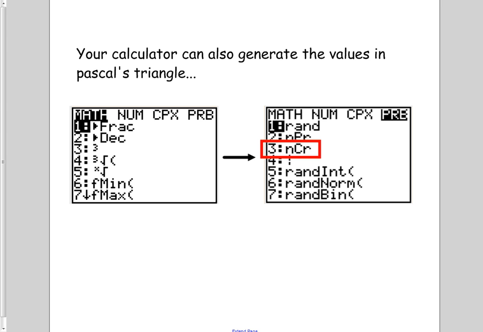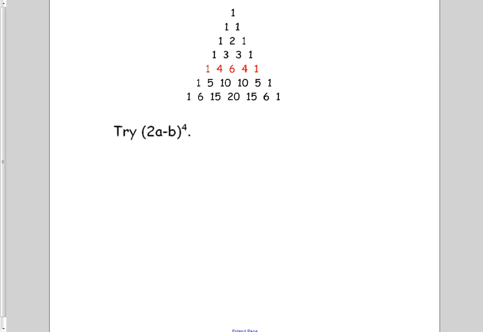One other piece that's interesting is there's a combination calculator, which we'll go over more. For now, you can go into math: press the math button on your calculator, move your cursor over until PRB is highlighted, and then go down to the third choice, the nCr button.